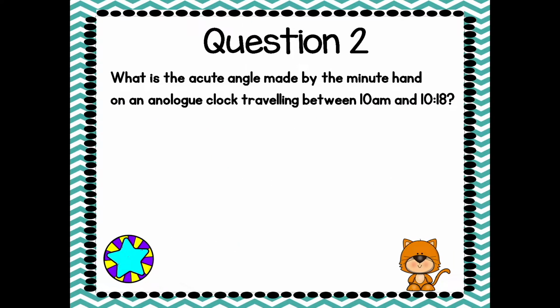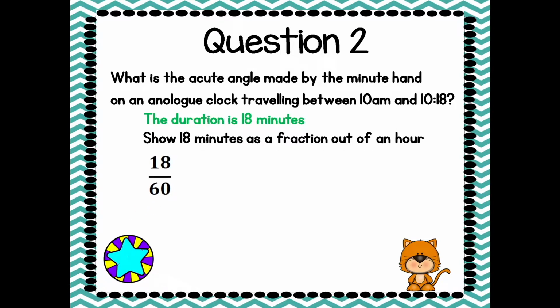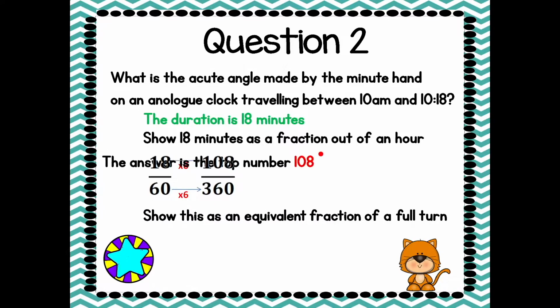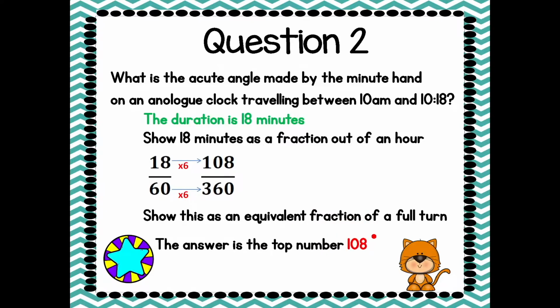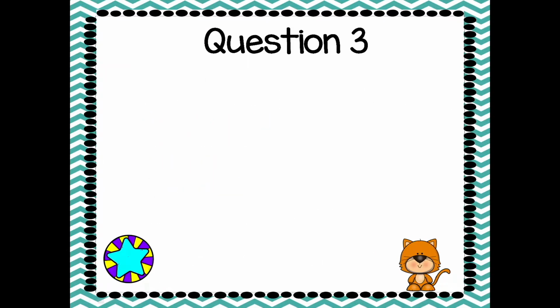Question 2. What is the acute angle made by the minute hand on an analog clock traveling between 10 am and 10:18? An analog clock is a clock with hands. The duration between 10 am and 10:18 is 18 minutes. Show the 18 minutes as a fraction out of an hour. Show this as an equivalent fraction of a full turn by multiplying both numbers of our fraction by 6 to reach 360 on the bottom. This makes 108 over 360. The answer is the top number. The answer is 108.